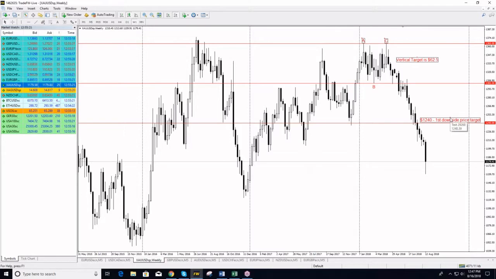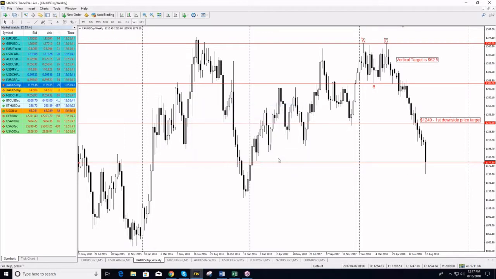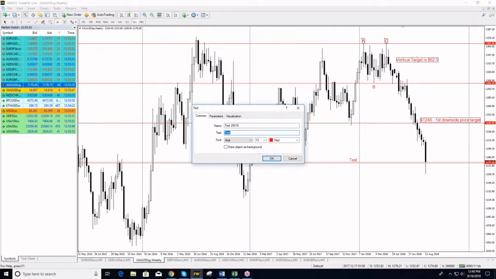Now the second downside price target, you just minus again 62.5. So the next downside price target is 1177.50. This is the second price target on a weekly basis. And you can see that the price has already tested that as well.